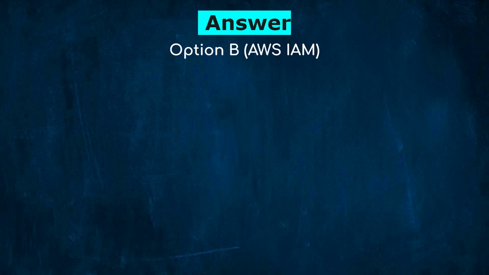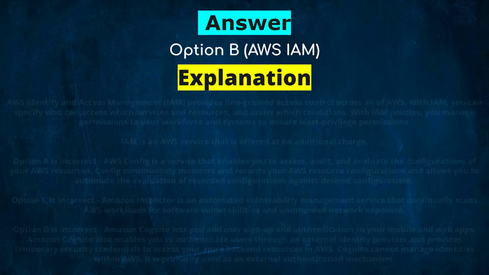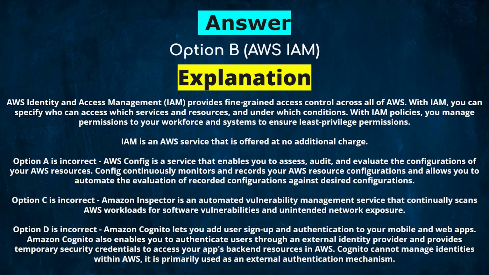AWS IAM. Explanation. AWS Identity and Access Management provides fine-grained access control across all of AWS. With IAM, you can specify who can access which services and resources, and under which conditions. With IAM policies, you manage permissions to your workforce and systems to ensure least privilege permissions. IAM is an AWS service that is offered at no additional charge.